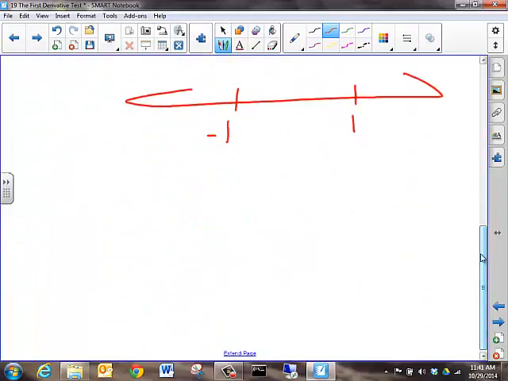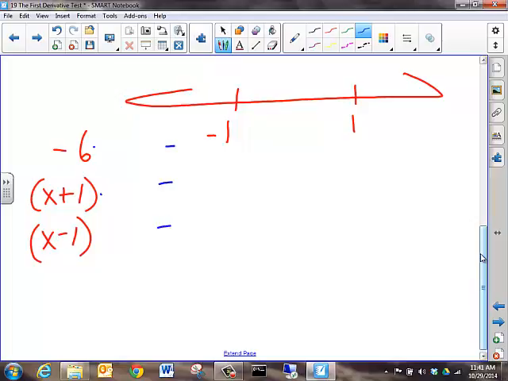So I'm going to come down here to my sign line. I've got negative 6, x plus 1, and x minus 1. What do we do now? You remember? Pick a number to the left of negative 1. It doesn't matter which. Is this factor positive or negative when x is negative 7? Is the second one positive or negative when x is negative 7? And what about this one? So negative times negative times negative tells us what? Y'all say it.